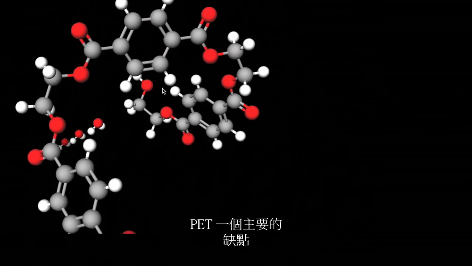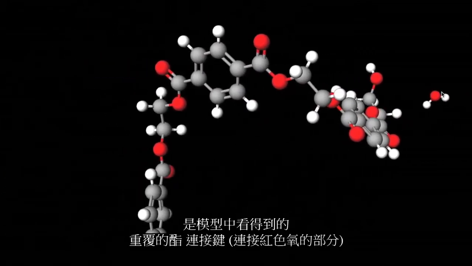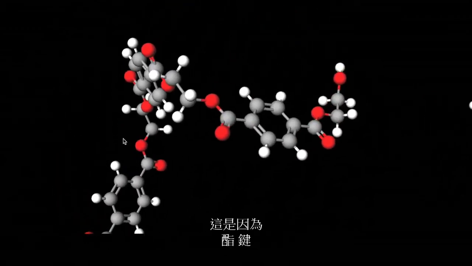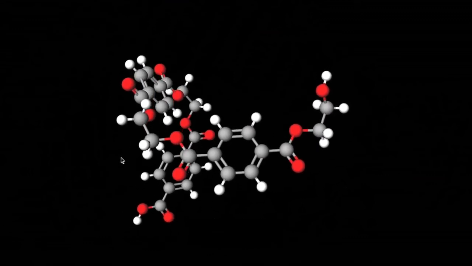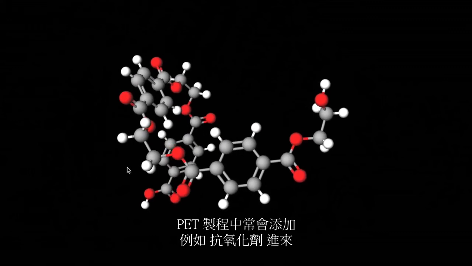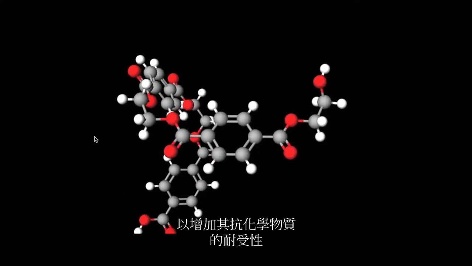One of the main disadvantages of PET is the ester link that can be seen repeating through the molecule. This is because ester links can easily be broken down by acids and alkalis. For this reason, additives such as antioxidants are often added to PET to increase its resistance to chemicals.